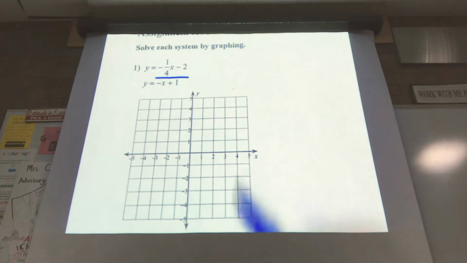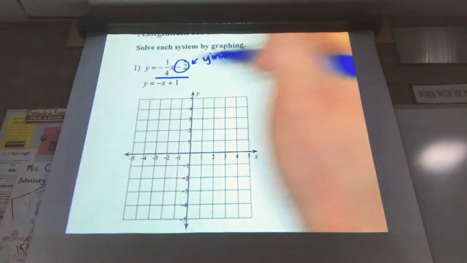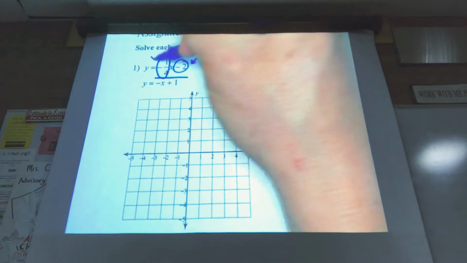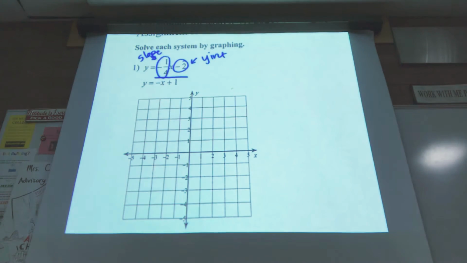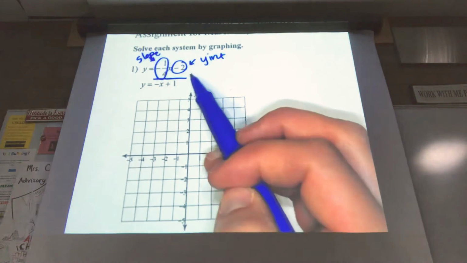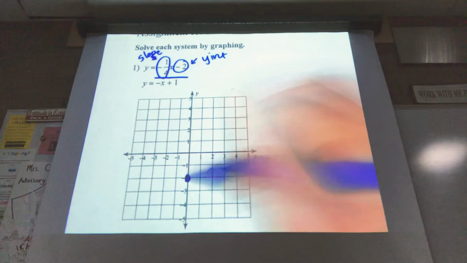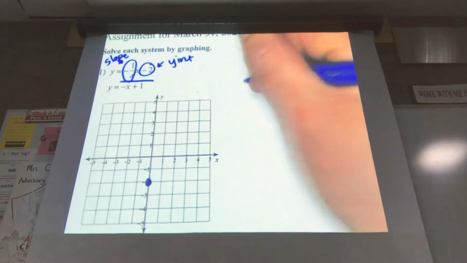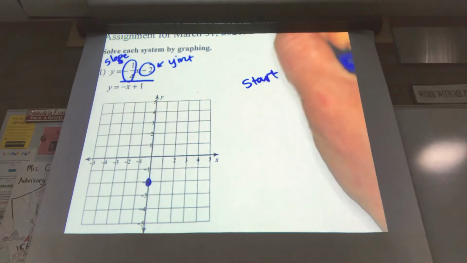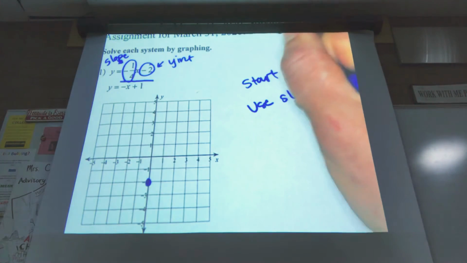These are both in slope-intercept form, which tells me my y-intercept and then my slope. Okay, you always start with your y-intercept. Okay, so my y-intercept's at -2, meaning I'm going to put my first point at -2 on my y-axis. Okay, once you have your point, you can use your slope. In fact, I'll make a note over here. Start with y-intercept. Use slope to count to next point.